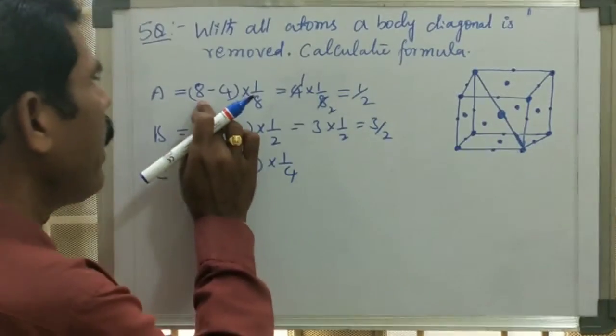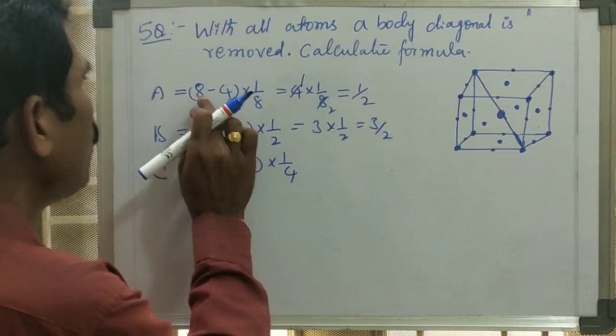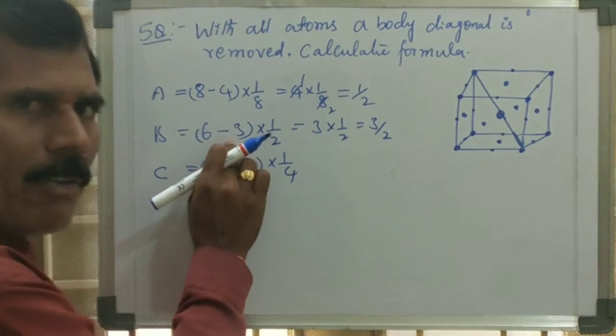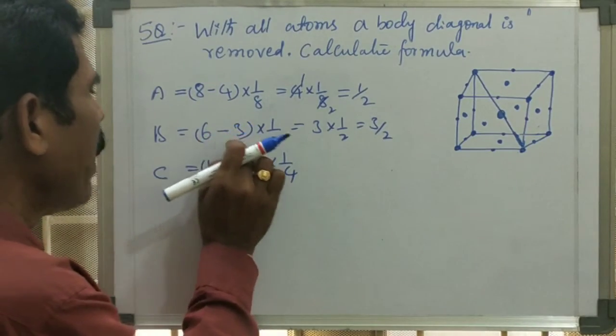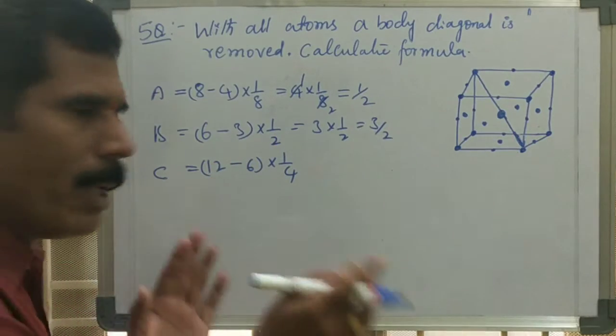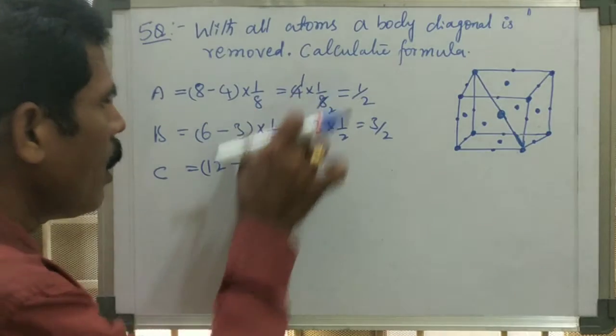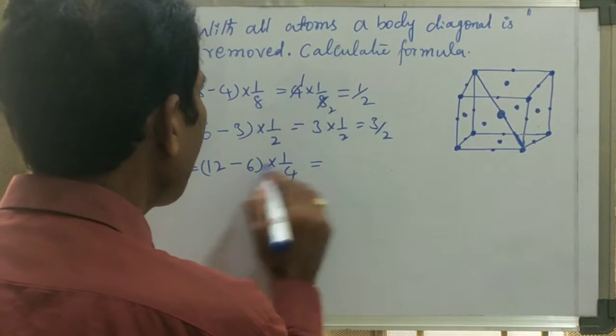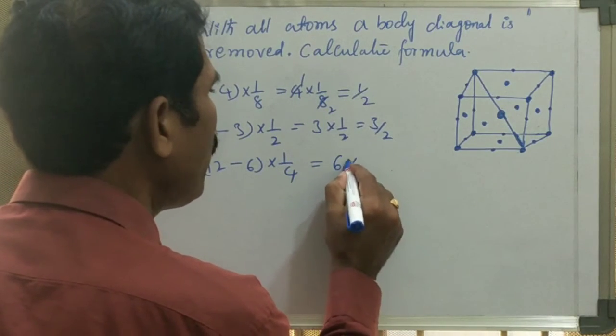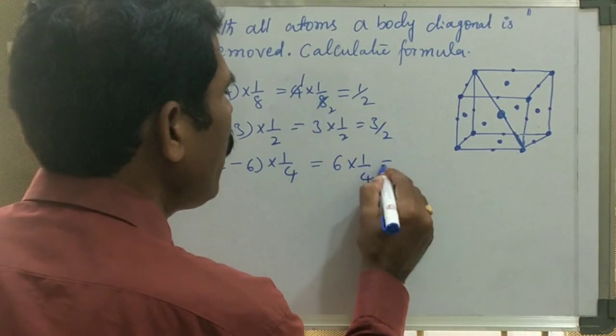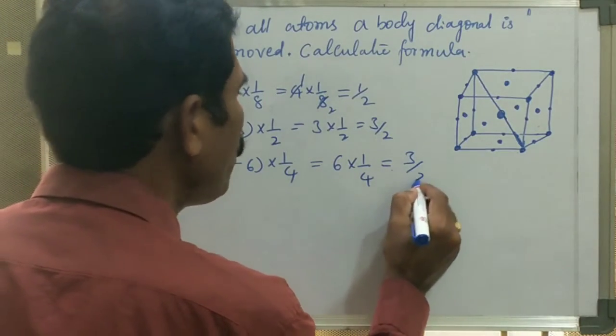So here 8, half of them are removed, so minus 4. Here 6, half of them are removed, 6 minus 3. Here 12, half of them are removed, 12 minus 6. So that is multiplied with the contribution. Then what we have to get? Here 6 and 1 by 4. Directly you will get 3 by 2.